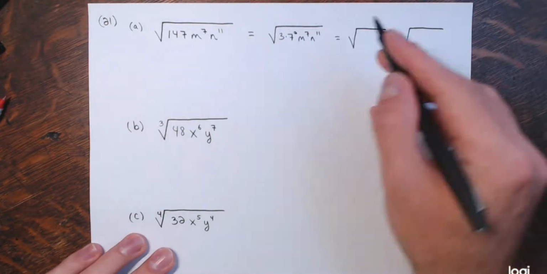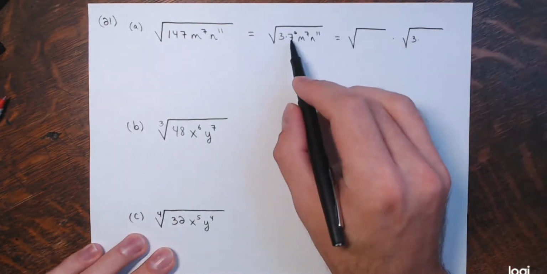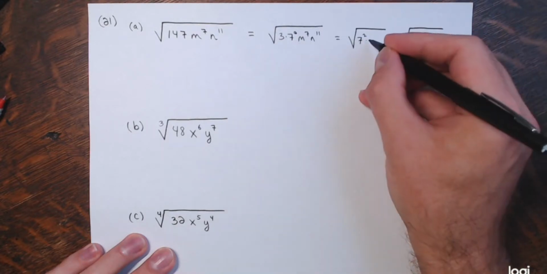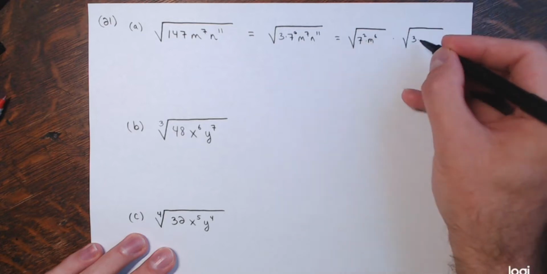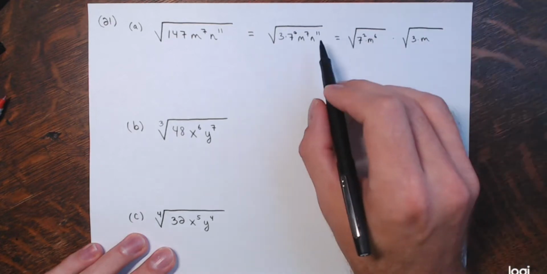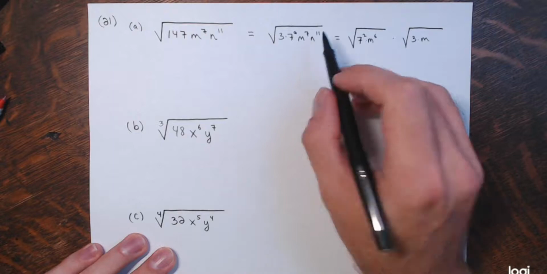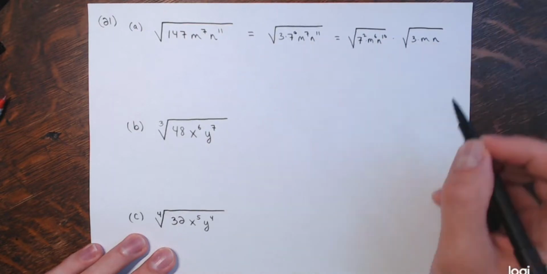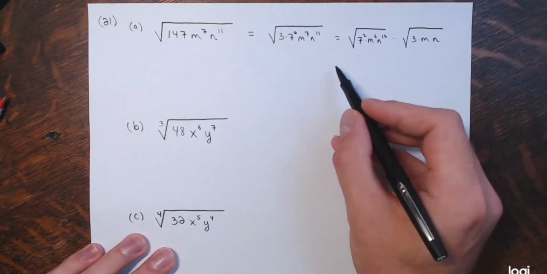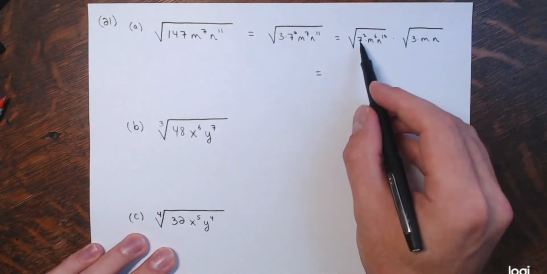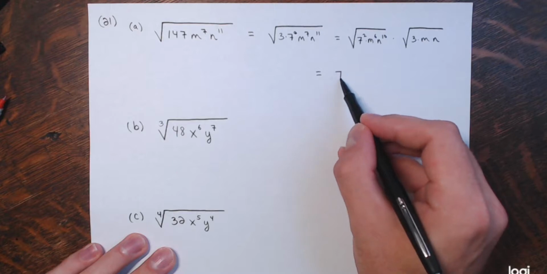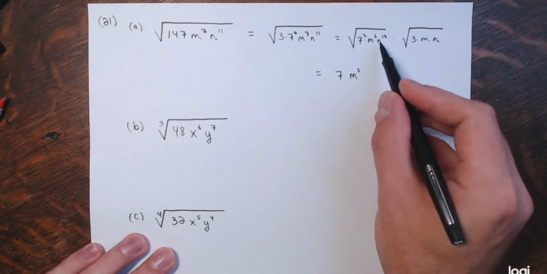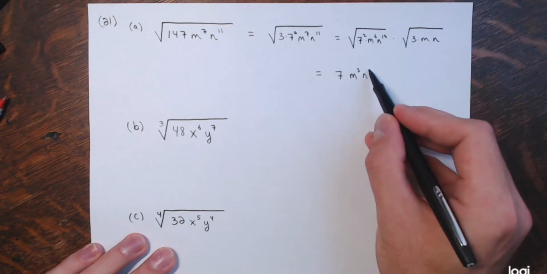Now 3 to the first, that's a non-square. 7 squared is definitely a square. M to the 7th could be broken up to m to the 6th times m to the first, square and non-square, and n to the 11th could be broken up to n to the 10th, a square, times n to the first. Alright. So now we have, the square root of 7 squared is 7. The square root of m to the 6th would be m cubed, and n to the 10th, the square root would be n to the 5th.